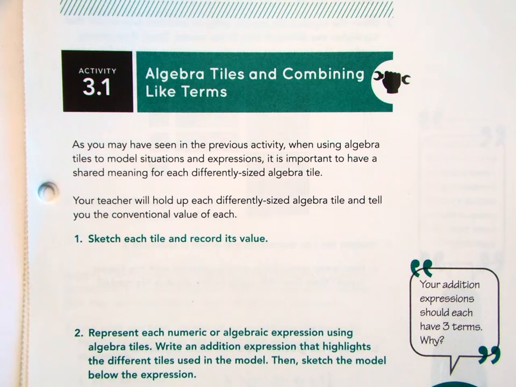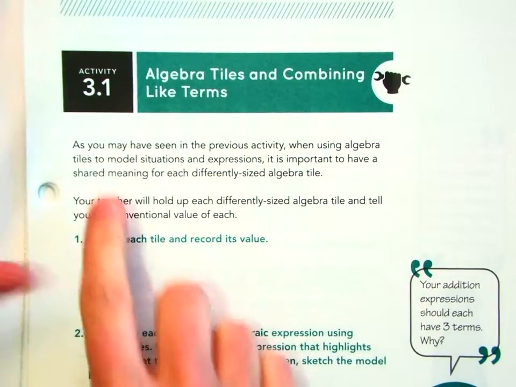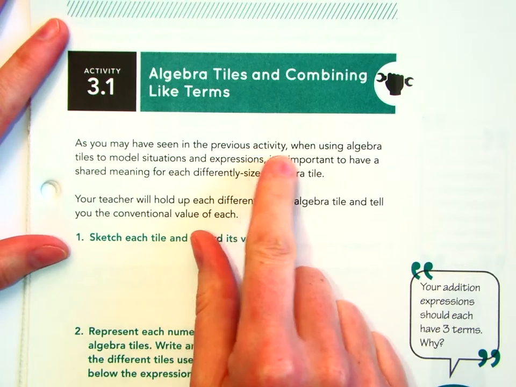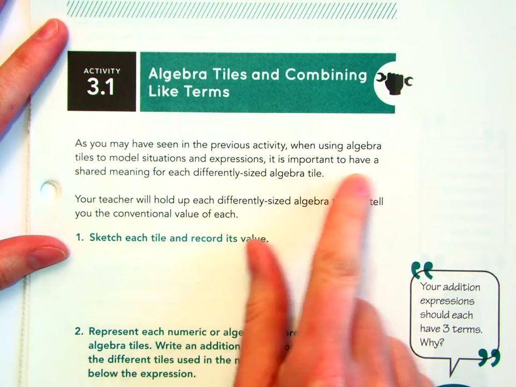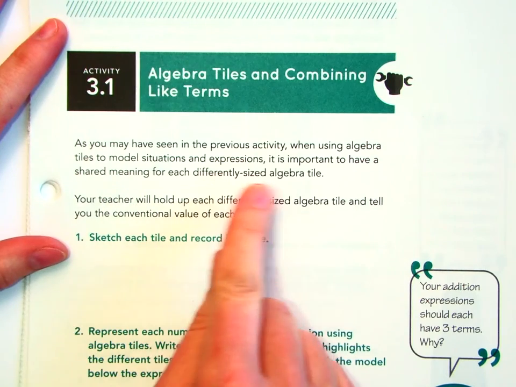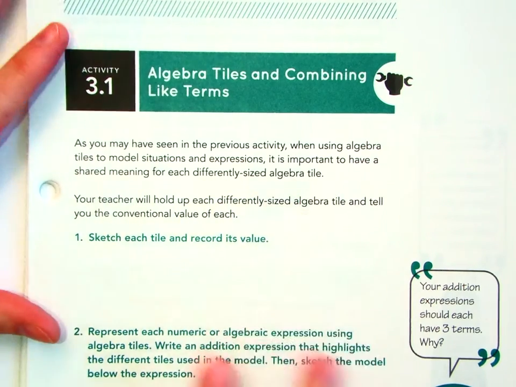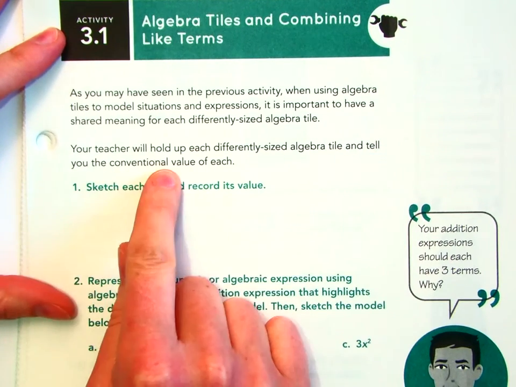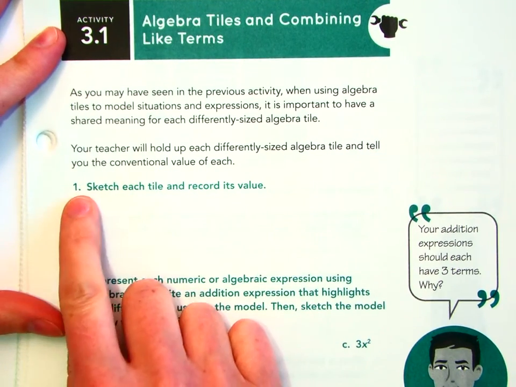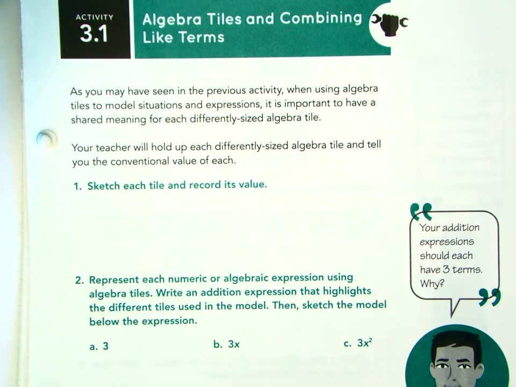Welcome back, Dragons. We are on Activity 3.1, Algebra Tiles and Combining Like Terms. As you may have seen in the previous activity, when using algebra tiles to model situations and expressions, it is important to have a shared meaning for each differently sized algebra tile. Your teacher will hold up differently sized algebra tiles and tell you the conventional value of each. Number one, sketch each tile and record its value.